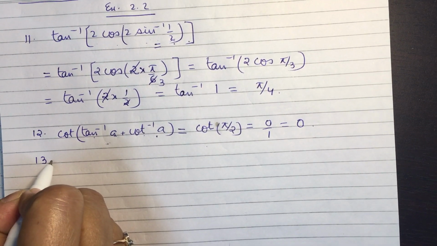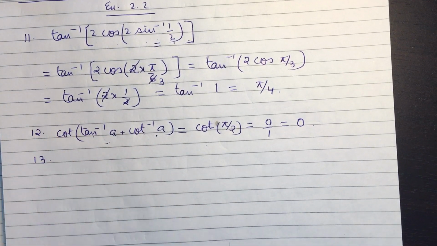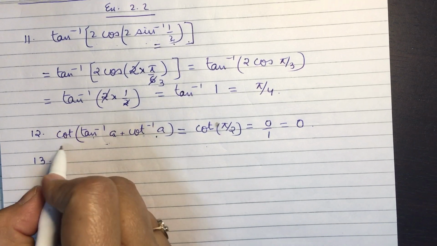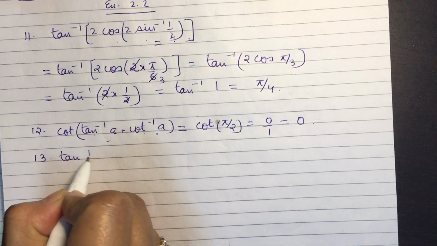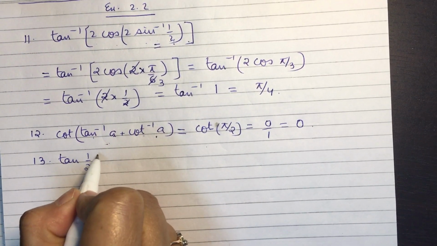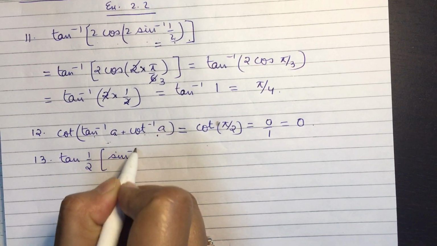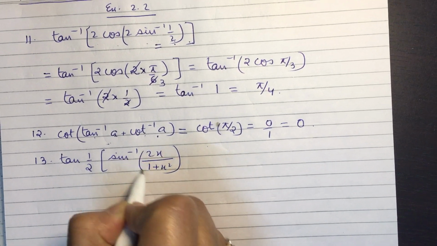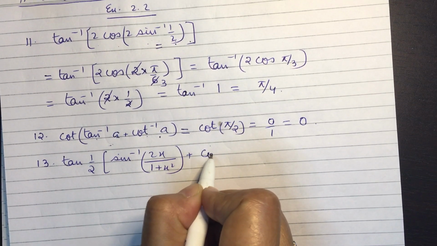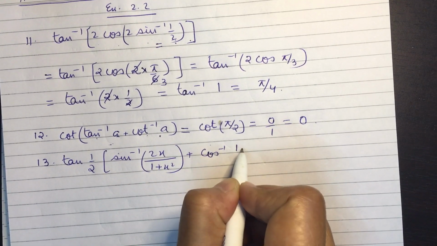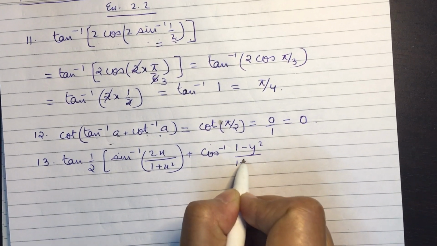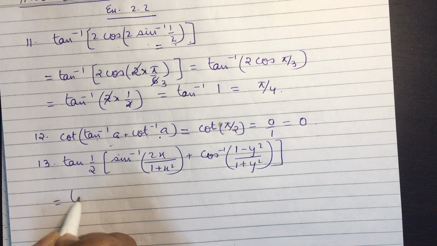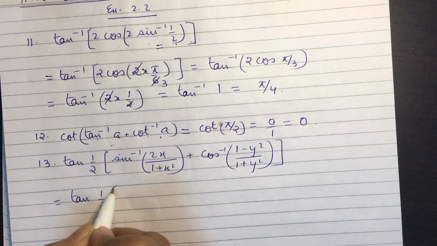Now question number 13. Another very important question, and it has been asked many times in the boards. Sine inverse 2x over 1 plus x square plus cos inverse 1 minus y square over 1 plus y square. This gives us tan of half of.